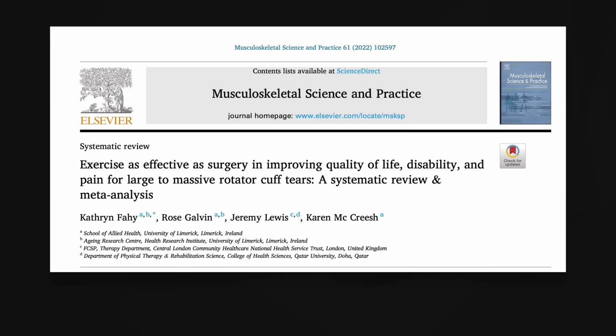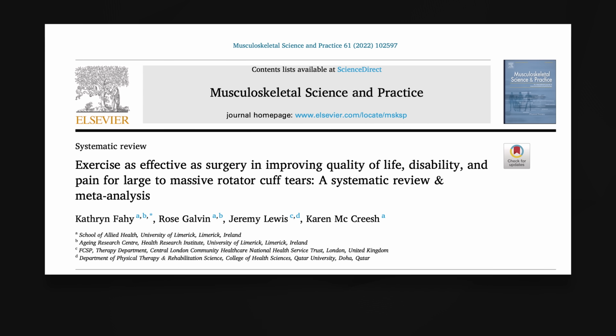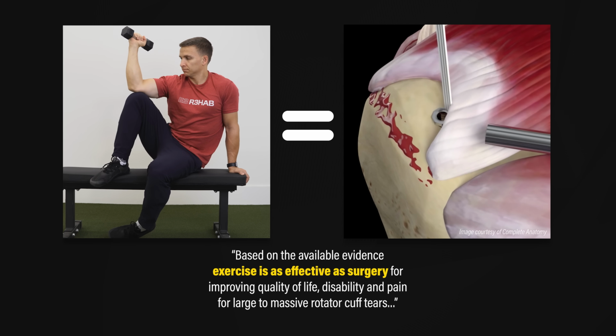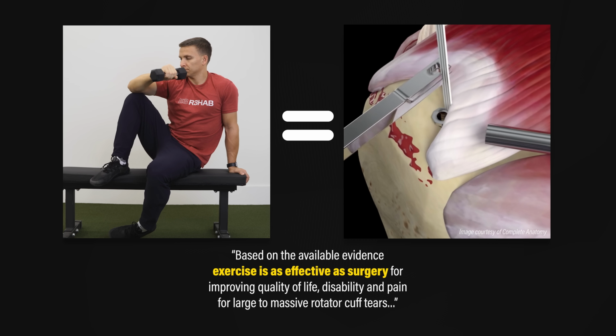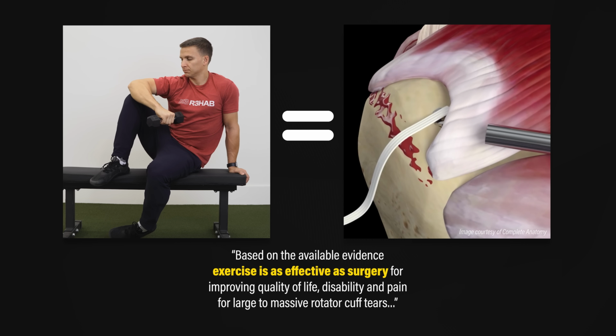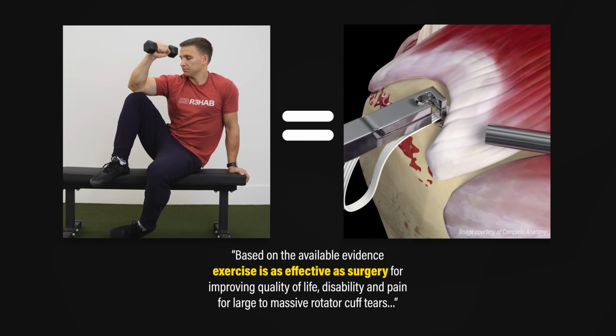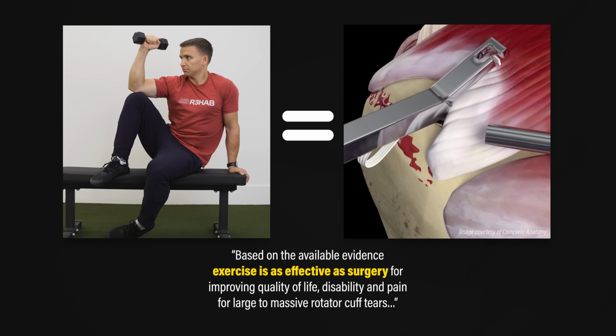Another systematic review and meta-analysis by Fahy et al. concluded that, based on the available evidence, exercise is as effective as surgery for improving quality of life, disability, and pain for large to massive rotator cuff tears.